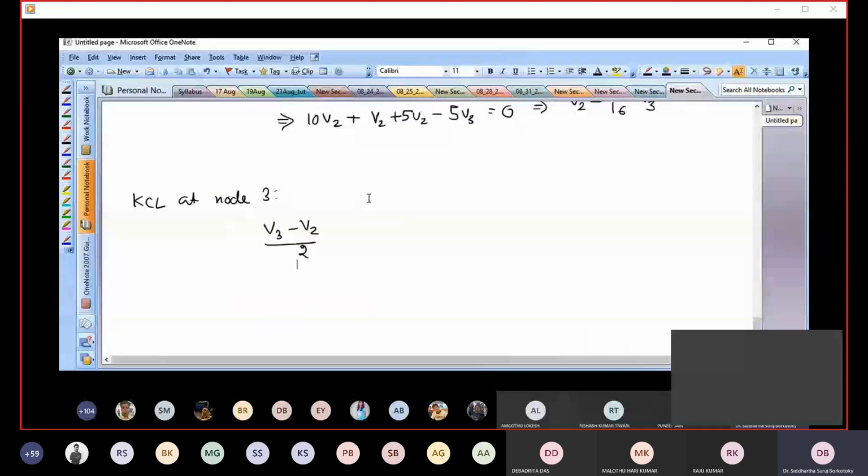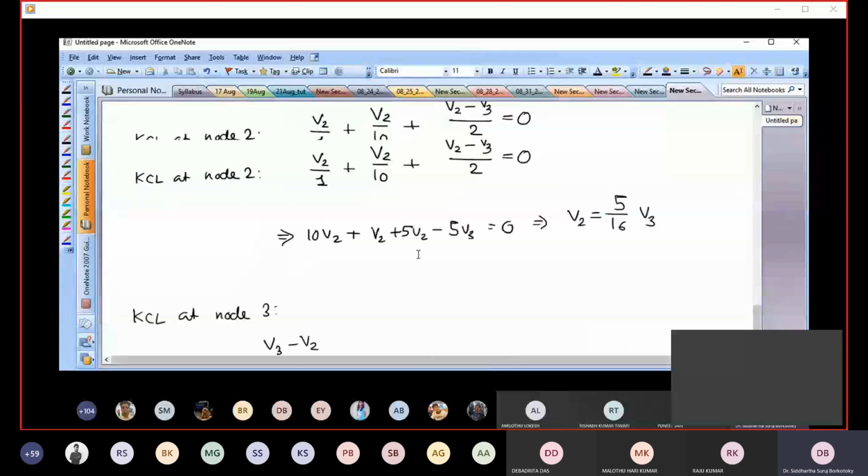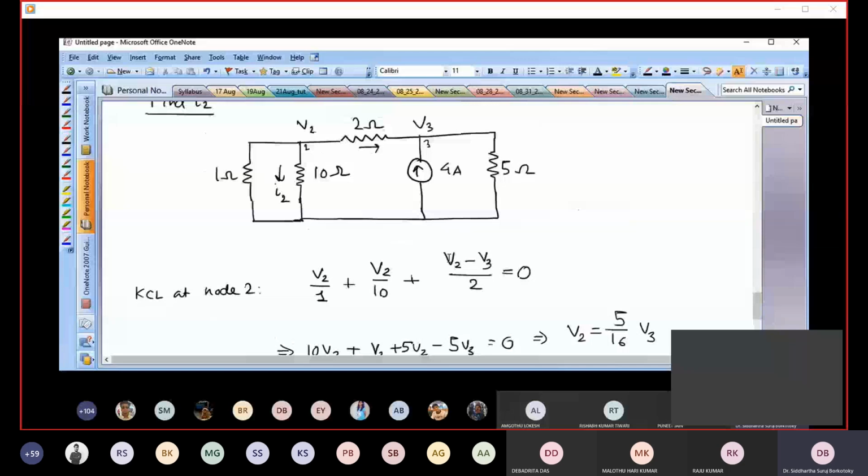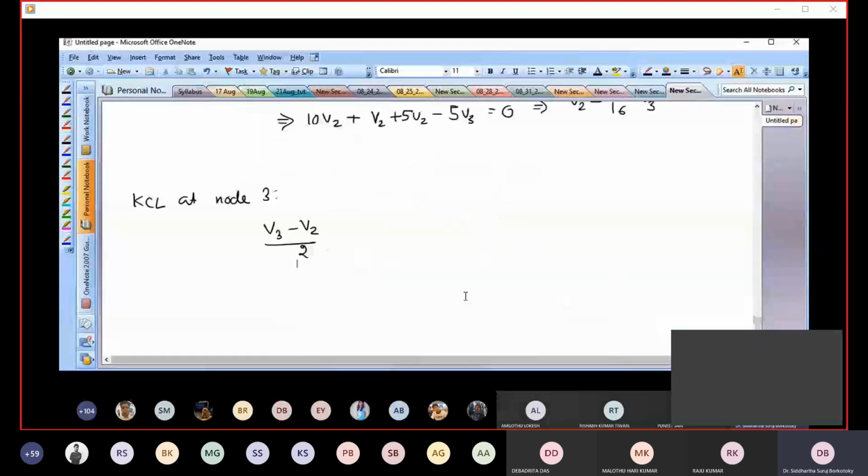Doesn't matter, because this current is (V3 minus V2) by 2, and here the current is (V2 minus V3) by 2. So basically, everything is fine as long as you're consistent with whether you're assuming the current is flowing in or flowing out of some junction, and then you write the equations appropriately. So (V3 minus V2) by 2.